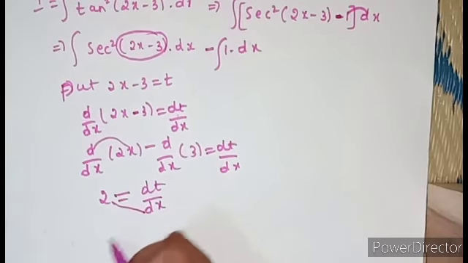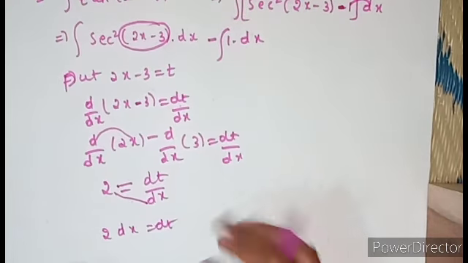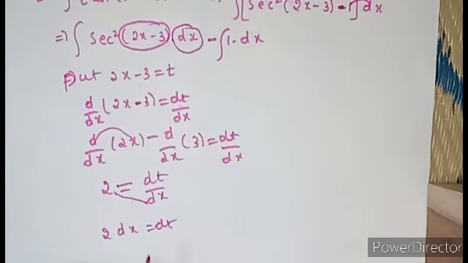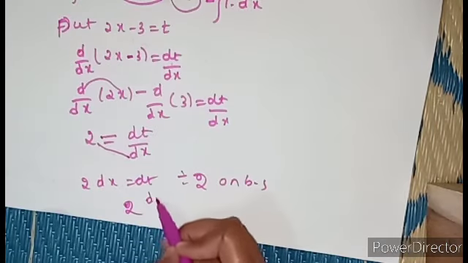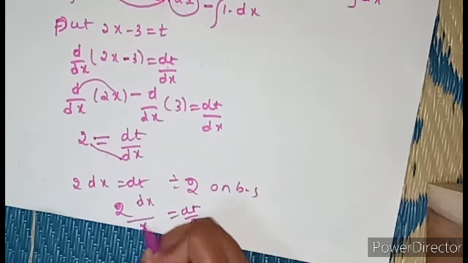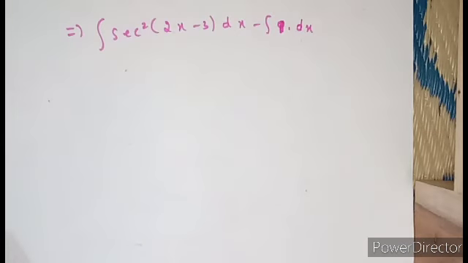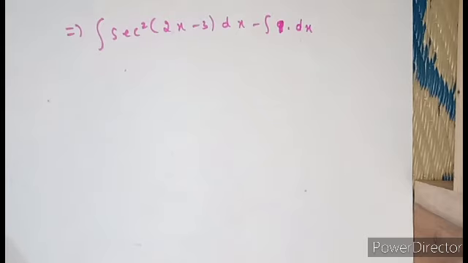Now shift this dx to the left hand side, it becomes 2 dx is equal to dt. But in the integral we need only dx and we don't need 2. So divide by 2 on both sides. 2 dx upon 2 is equal to dt upon 2. So this 2 cancels, so dx is equal to dt upon 2. Now substitute all these values in the integral.